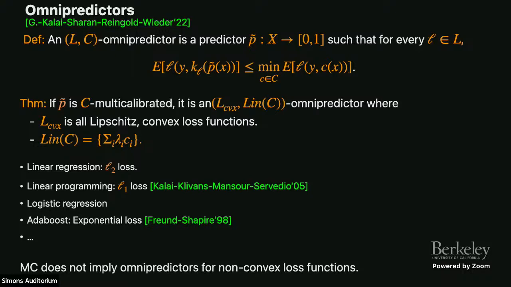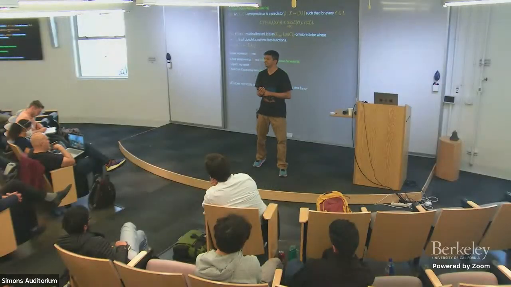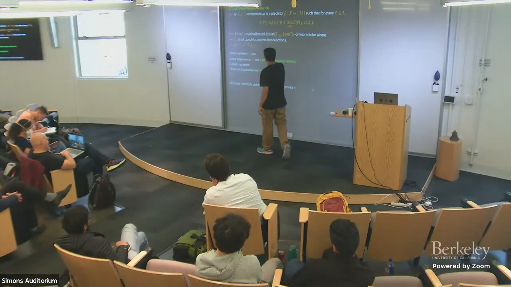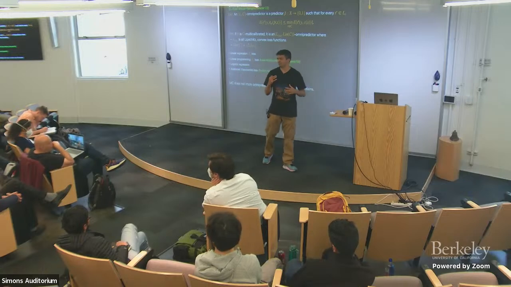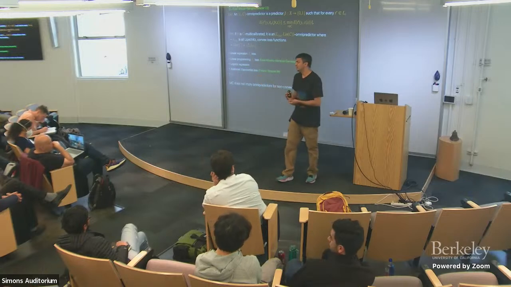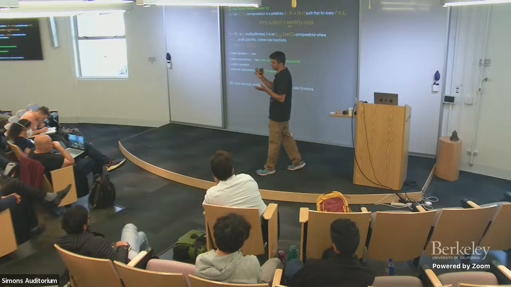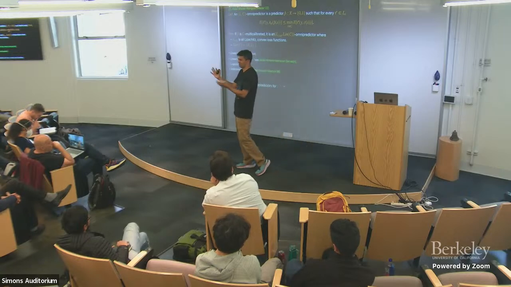Okay, thank you. Comment on why C here and Lin C there? Oh, it just makes it more powerful. That's why. If I just said that I'm assuming a weak agnostic learner for C, the power of something like boosting comes from taking linear combinations of hypotheses. So in some sense, there's no difference between multi-calibration for C and Lin C. One implies the other with some loss of parameters.